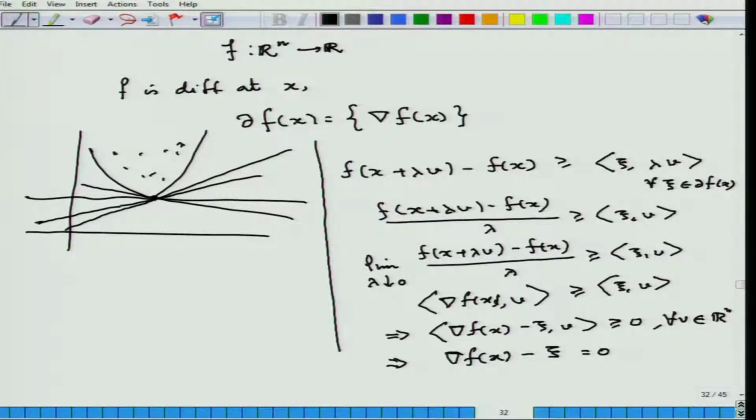So, grad f x would be xi. For whatever xi you take, grad f x would be xi, and that is exactly what you want to show here. The question which is of immediate importance to us is the following.